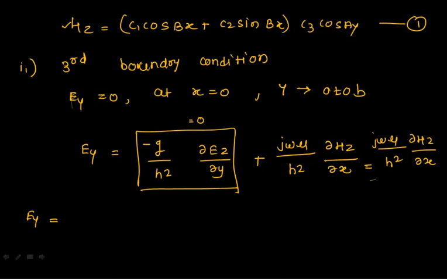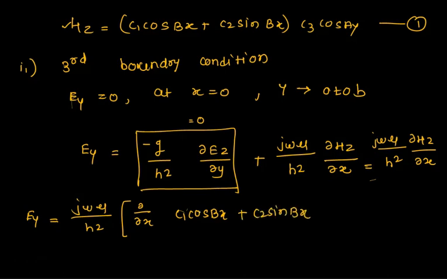So Ey is equal to j omega mu by h square d of dx c1 cos of bx plus c2 sin of bx into C3 cos of AY. So this will be the complete term. So as the differentiation is with respect to x, मेरा y वाला जो term है वो वैसे का वैसे रहेगा, सिर्फ differentiation x के साथ होगा. But before doing that, I just put this x is equal to 0. Cos of 0 will be 1.